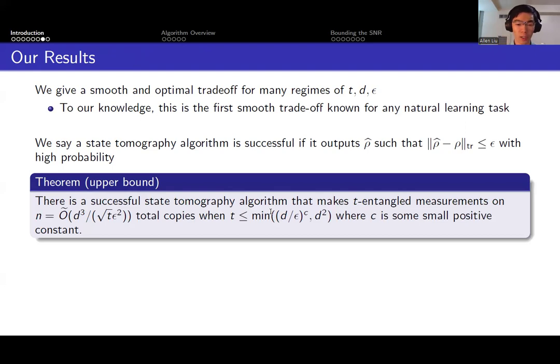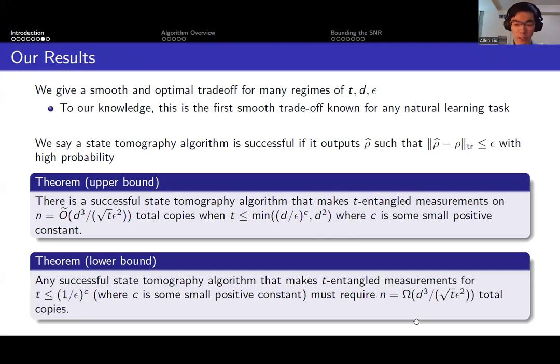For our upper bound, we show that for some regime of t, at most d over epsilon to some positive constant c, in this regime n equals d cubed over root t epsilon squared total copies suffice for learning a quantum state to trace distance epsilon. And we also show a matching lower bound. So again, d cubed over root t epsilon squared copies are actually necessary for some regime of t here.